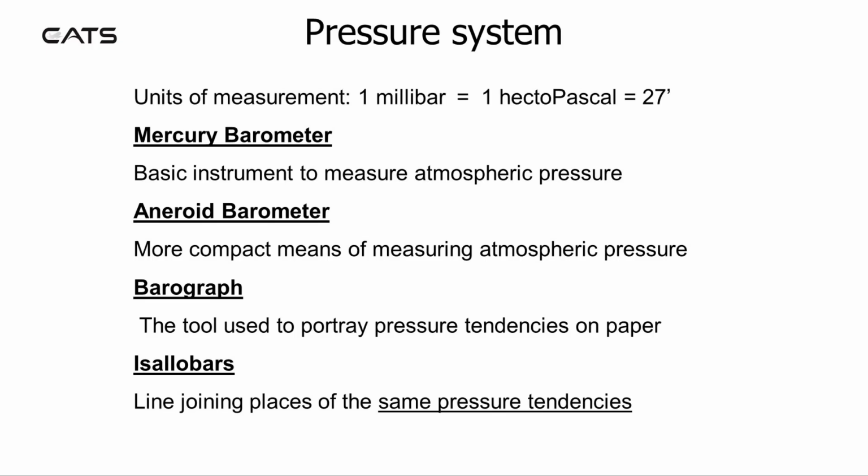Pressure system. The units of measurement: 1 millibar equals 1 hectopascal equals 27 feet at sea level. A mercury barometer is a basic instrument to measure atmospheric pressure. An aneroid barometer is a more compact means of measuring atmospheric pressure. A barograph is the tool used to portray pressure tendencies on paper. Isobars are lines joining places of the same pressure tendencies.